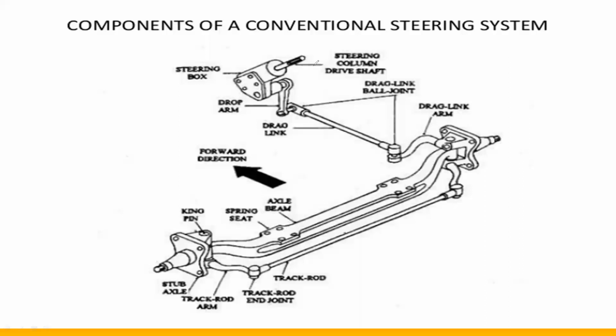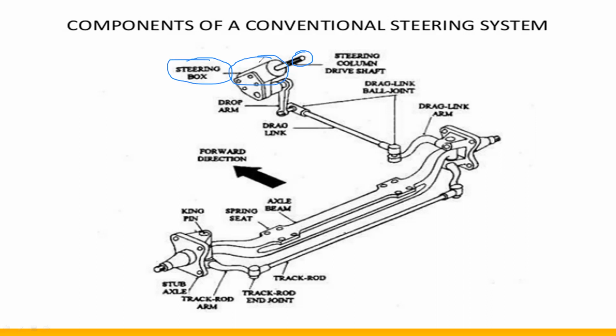These are the components of a conventional steering system. This is the steering position. Steering is placed in the driver's hand, so it has a steering column, a driver shaft, which is connected to the steering wheel. That shaft is connected to the steering box. You can see the steering box. So the shaft is used to connect the steering wheel and the steering box.